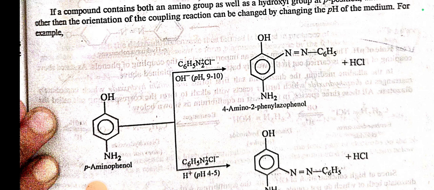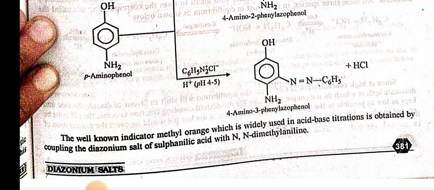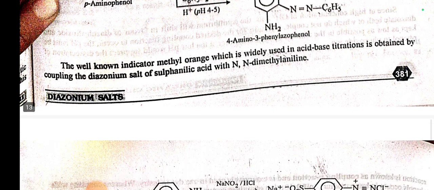For example, para-aminophenol in presence of benzene diazonium chloride and OH negative, pH 9 to 10, gives 4-amino-2-phenylazophenol plus HCl. Or para-aminophenol in presence of benzene diazonium chloride and H positive at pH 4 to 5 gives 4-amino-3-phenylazophenol plus HCl. The well-known indicator methyl orange, which is widely used in acid-base titration, is obtained by the coupling reaction of diazonium salt of sulfanilic acid with N,N-dimethyl aniline.